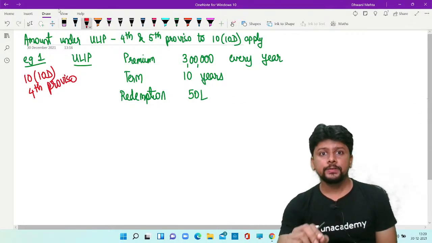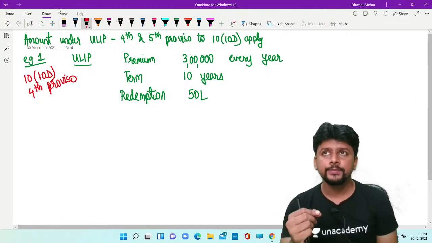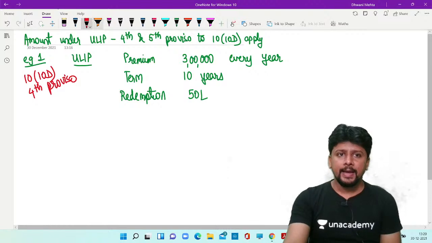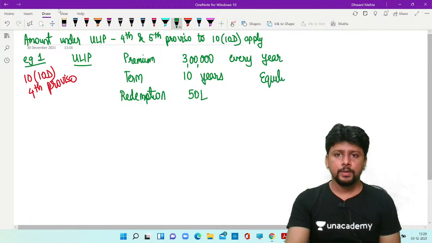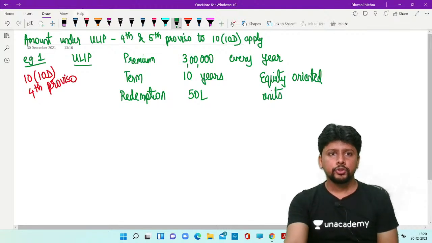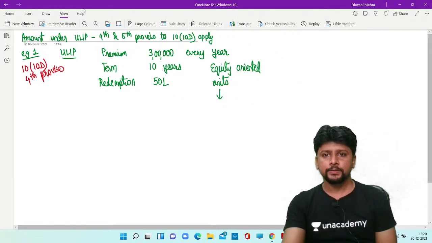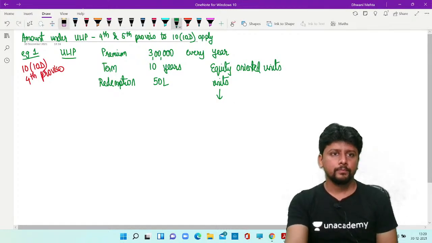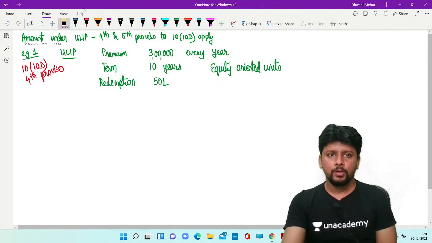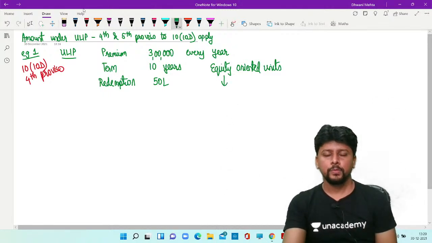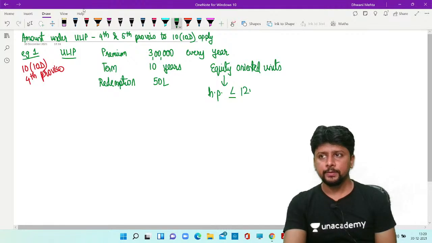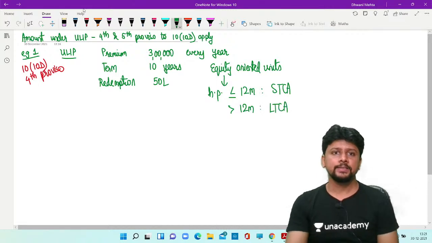Now, they are units of unit linked insurance policy. They are units. So it's a capital asset. And let us make an assumption in my sum that they are equity oriented units. So if they are equity oriented units, what will now happen is holding period of those units up to 12 months is a short term capital asset. Holding period greater than 12 months is a long term capital asset.